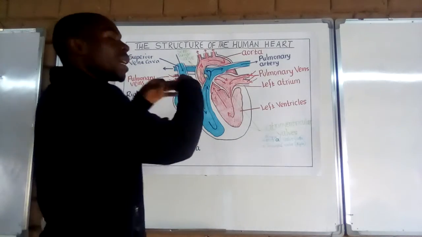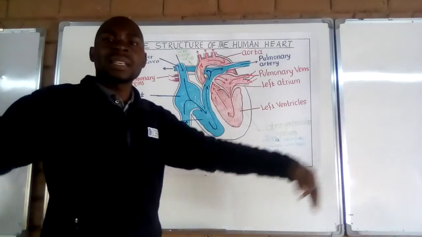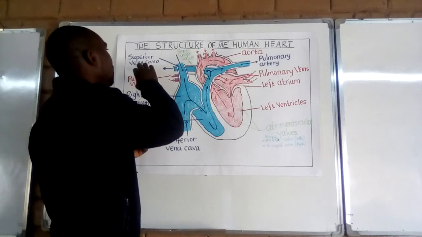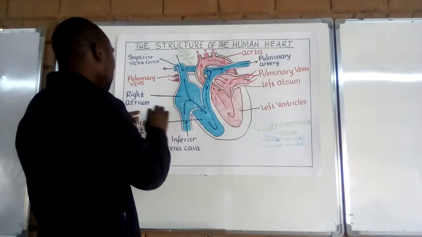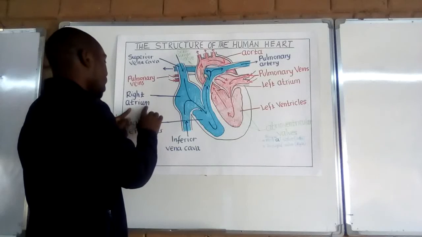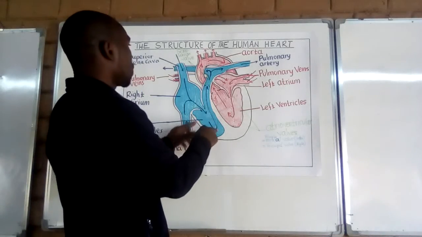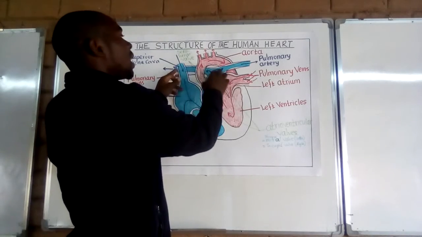And then from the upper part of the body, which includes the head, the hands, everything up there, this type of blood vessel is called the superior vena cava, back to the heart. It is received by the right atrium and then goes to the right ventricle. The right ventricle takes it to the lungs.